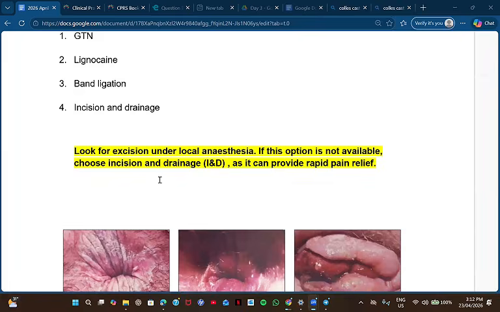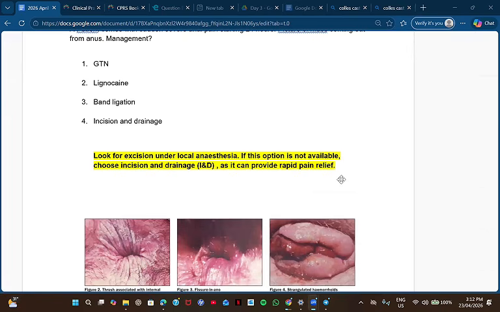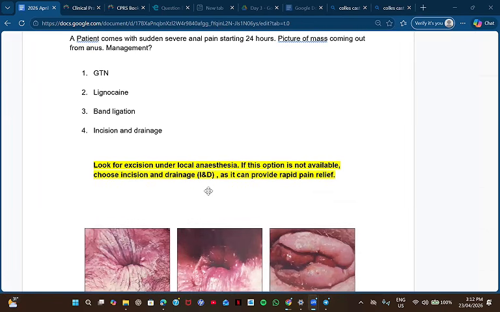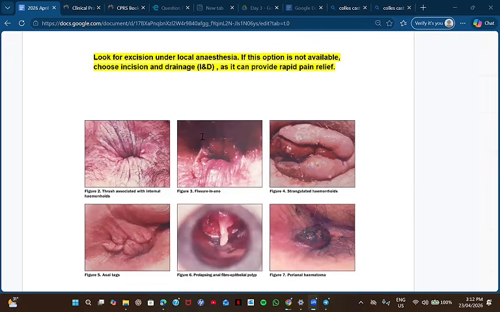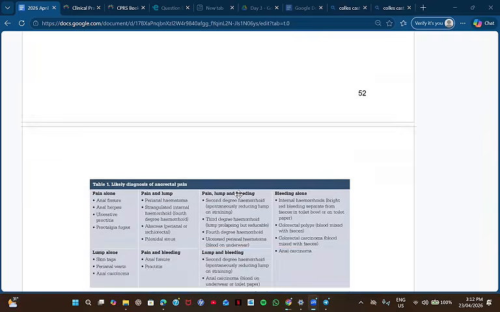Okay, so here look for excision under local anesthesia. If this option is not available, choose incision and drainage as it can provide rapid pain relief. Okay, usually incision we can use here, but only if other options are not available. Okay, very important because incision and drainage has what? It has the higher recurrence rate, right? So better always go with the surgery, like full excision.